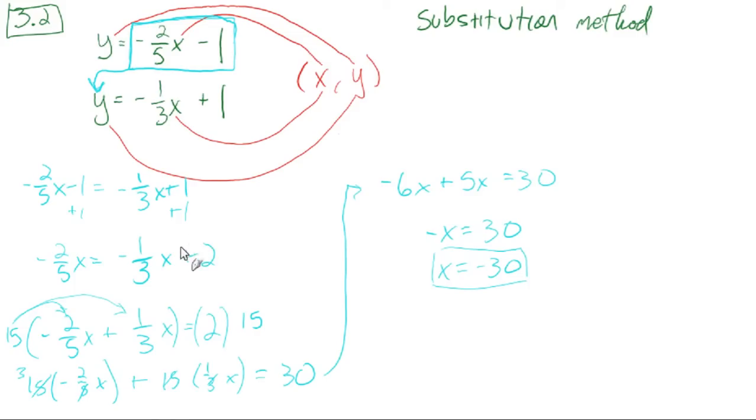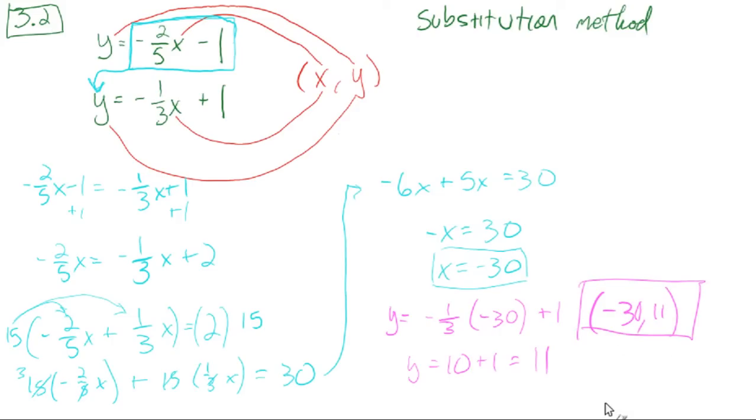I mean, we need to know what that y is, so let's put that into one of these equations. It doesn't matter which one. This one's a little simpler, I think, so we'll use that one. So we're going to find the y value by plugging in this for x. So negative 1/3 times negative 30 plus 1. Negative 1/3 times negative 30 is going to be a positive 10 plus 1, and that gives us 11. So our solution will be negative 30, comma 11.